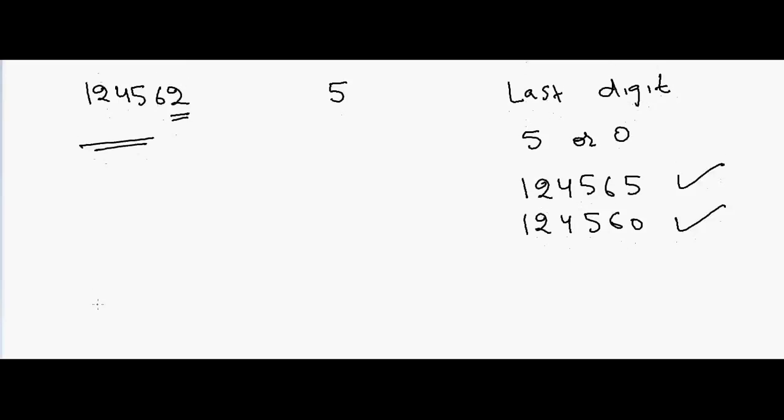Now let's talk about divisibility by 6. So I have 1 2 4 5 6 2. Is this number divisible by 6? To check that, we know that 6 is a multiplication of 2 and 3. So we have to run the test for 2, and then we have to run the test for 3. Because this is an even number, we know that it is divisible by 2. So this is okay.